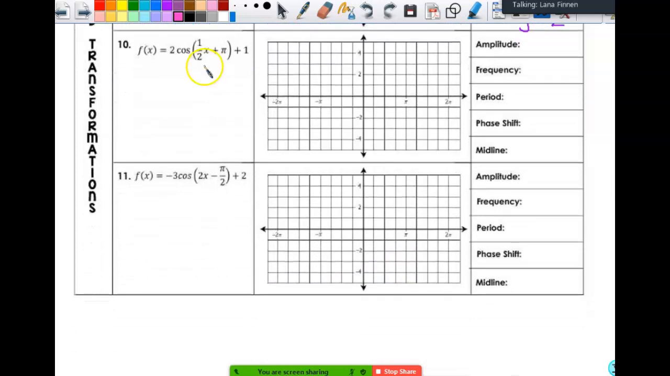So I need to factor. There's no reflection, so I get f of x equals 2 times the cosine of 1/2 times x plus 2 pi, and then plus 1. So my amplitude is 2, frequency 1/2, which makes the period 4 pi. I'm going to go to the left 2 pi, and my midline, y equals 1.